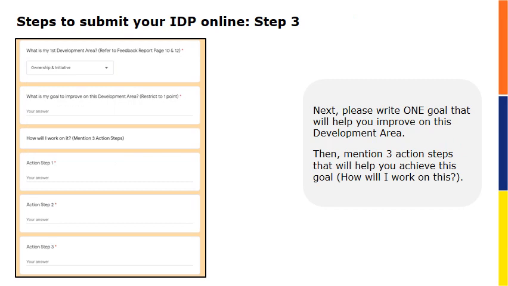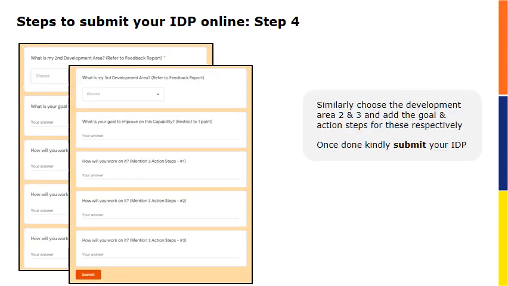Next, write one goal that will help you improve on this development area. Once done, mention 3 action steps that you will follow to achieve this goal. We request you to please check for spellings as you type in your answers. Similarly, you can repeat this for development areas 2 and 3. Once you have finished, kindly click on the Submit button.